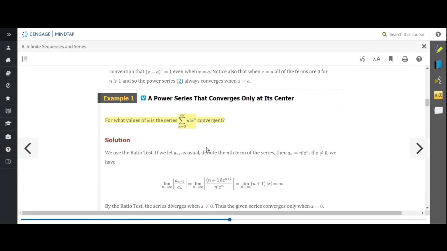For what values of x is this power series, n equals 0 to infinity, of n factorial x to the nth power, convergent? For what values is that power series convergent? Well, let me ask you, looking at that power series, the n factorial portion, the coefficient in front of x to the nth power, what happens to n factorial as n increases?